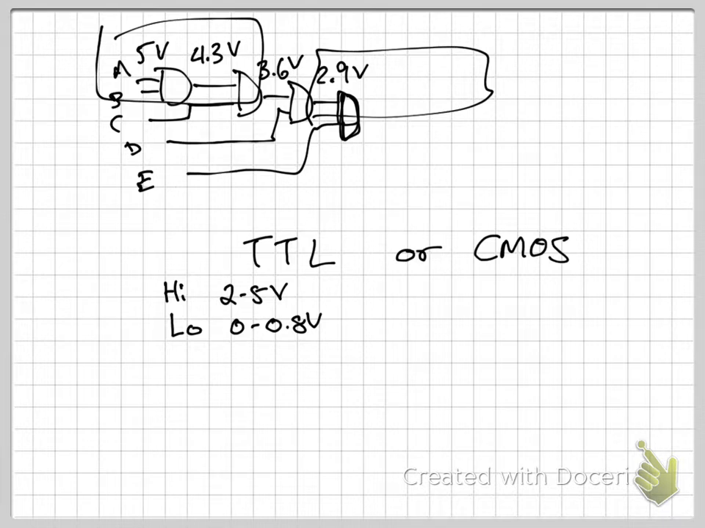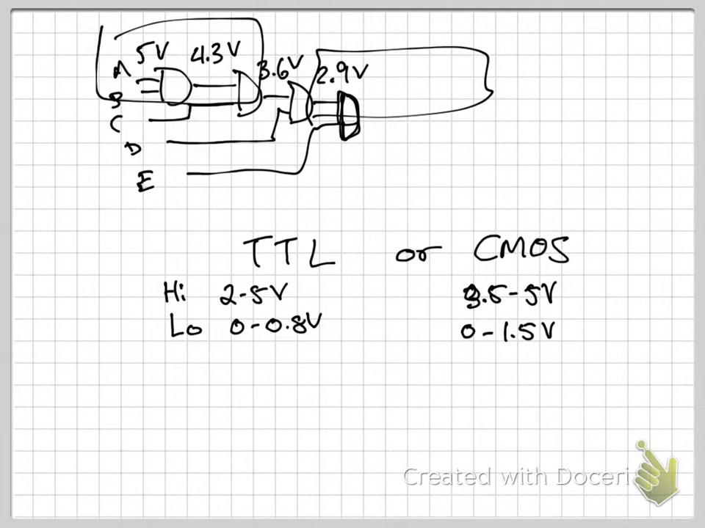And then the CMOS family, again, just has a different range. For low, it's 0 to 1.5 volts, and for high, it's 3.5 to 5 volts. So between 1.5 and 3.5 is indeterminate. Those are just the characteristics of those different types of chips.